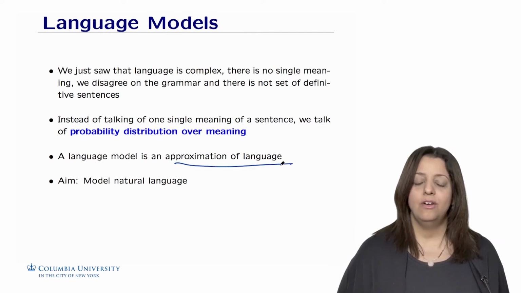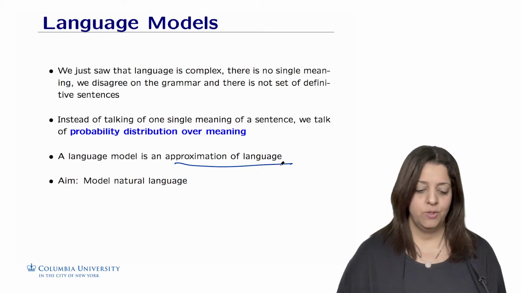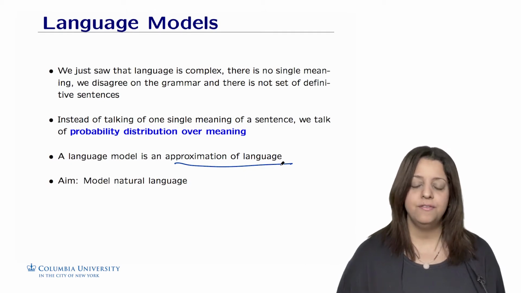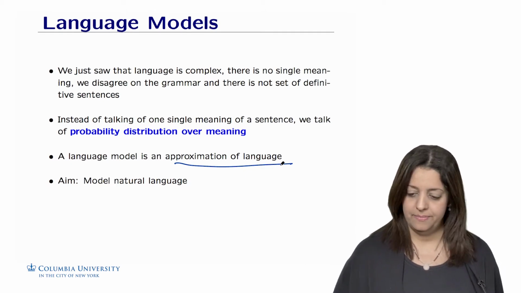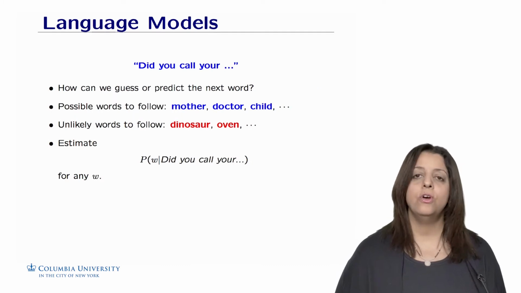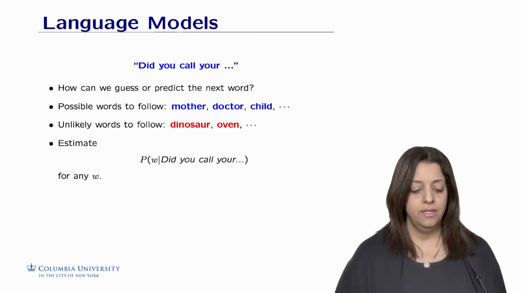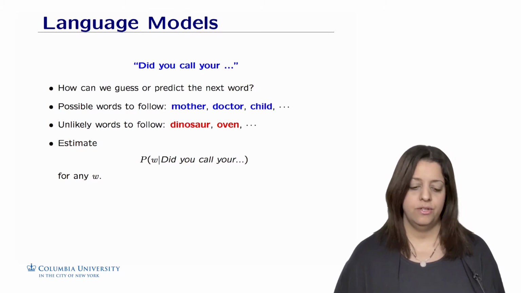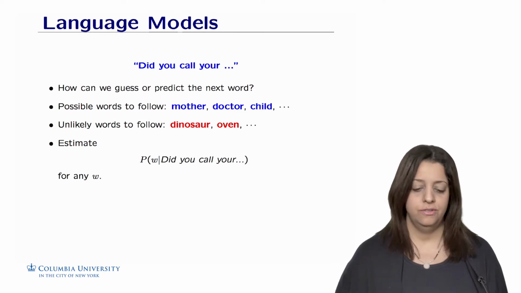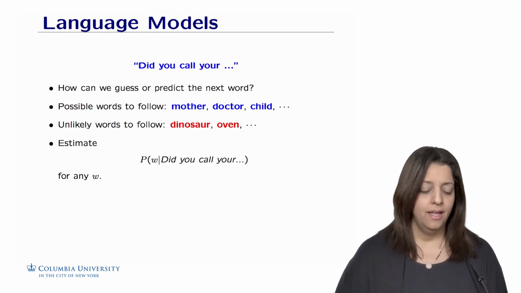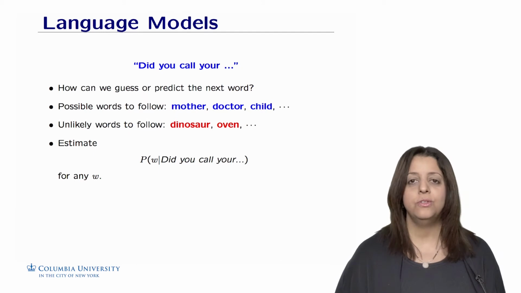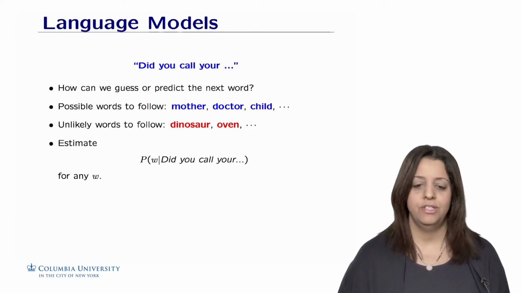The aim is, of course, to model natural language. This is what we want to do to be able to use it in different natural language processing tasks. Consider this sentence: "Did you call your..." Is it possible to guess or predict the next word? Possible words could be mother. Did you call your mother? Or did you call your doctor? Or did you call your child? Unlikely words would be something like, did you call your dinosaur? Or did you call your oven or your fridge?